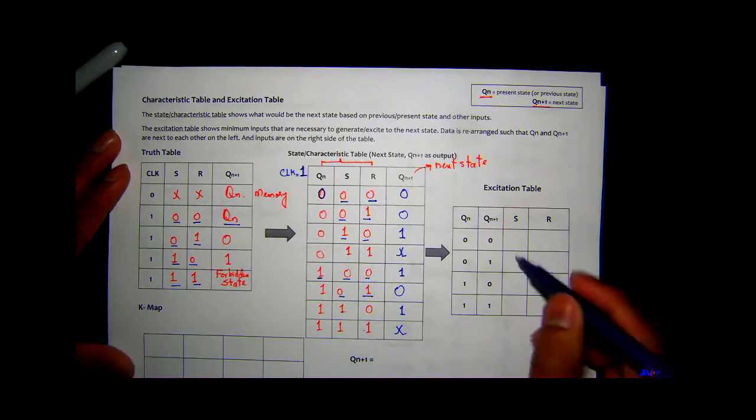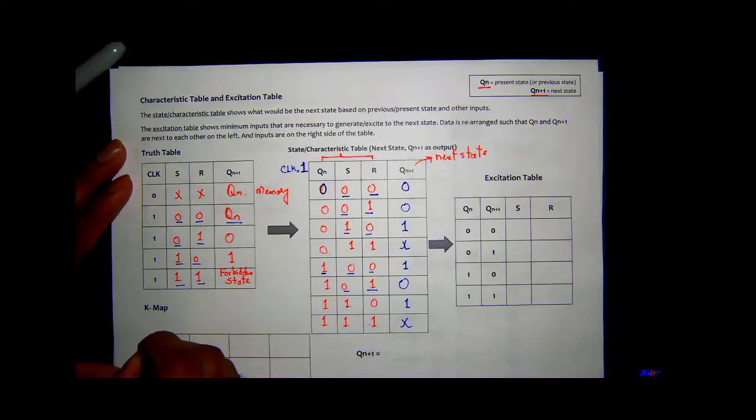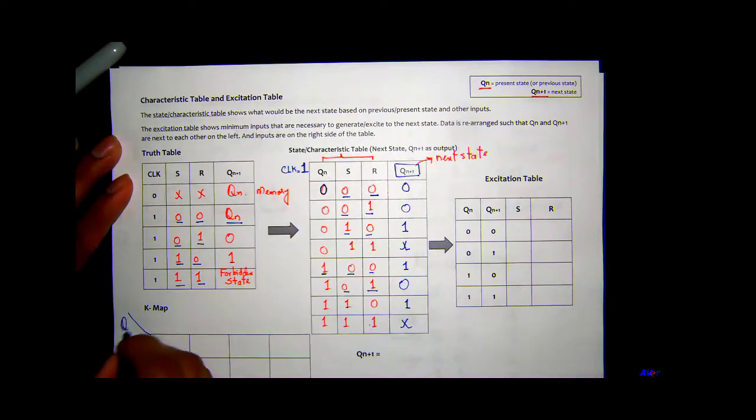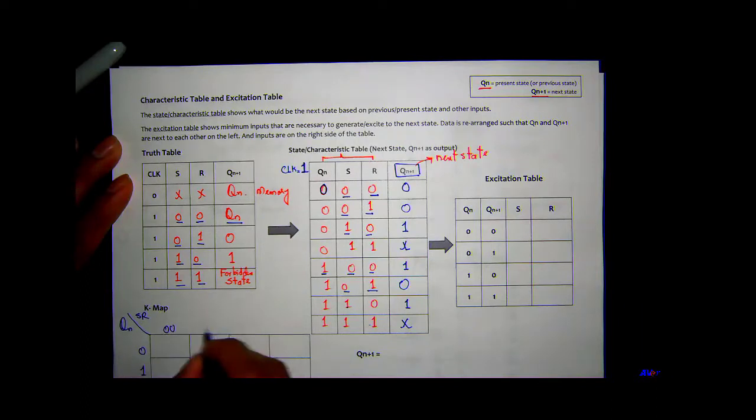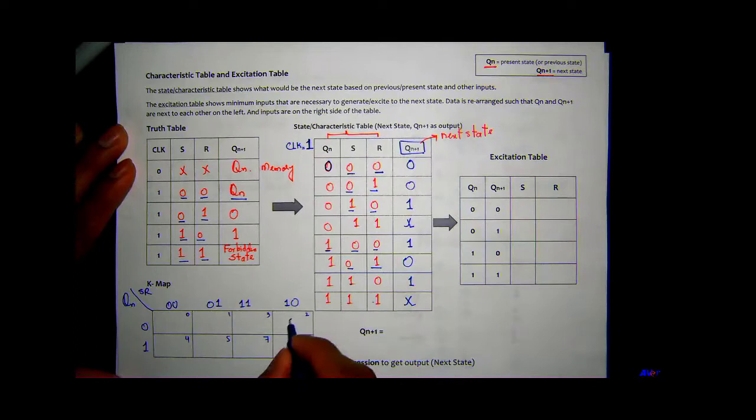Before we move on to the excitation table, I just want to quickly finish my K-map and get an expression for Qn plus 1. Our most significant bit is Qn here, and then we have S and R here. Remember, you have 0, 1, 0, 0, 0, 1, 1, 1, and 1, 0. So this is 0, 1, 2, 3, 4, 5, 6, and 7. I'm going to look for the minterms. I have 1 here, don't care here, 4 is 1, 6 is 1, and 7 is don't care.